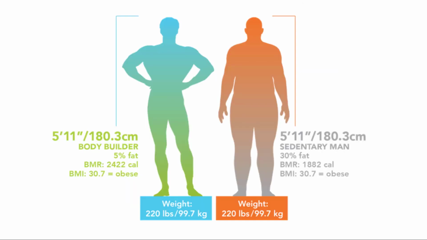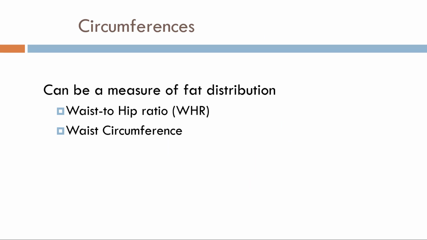So if you have two individuals, 5'11", and in this case, this image is showing 220 pounds, I can't tell you anything. I might not even know their body composition. Now, if you tell me 5% body fat versus 30% body fat, I'll know what they look like. A 5% body fat, we've already seen pictures of that, and we've seen 30% body fat. But if you give me that waist measurement of 33 inches versus 48 inches, I can also get an idea of what this person looks like, right? And so that's why circumference measurements are pretty helpful.